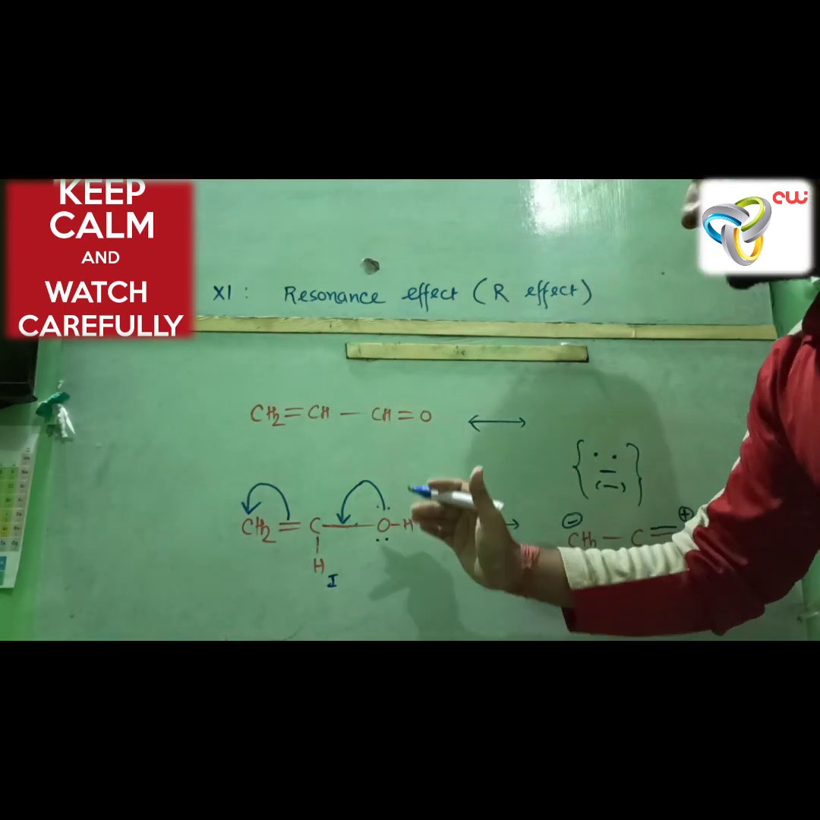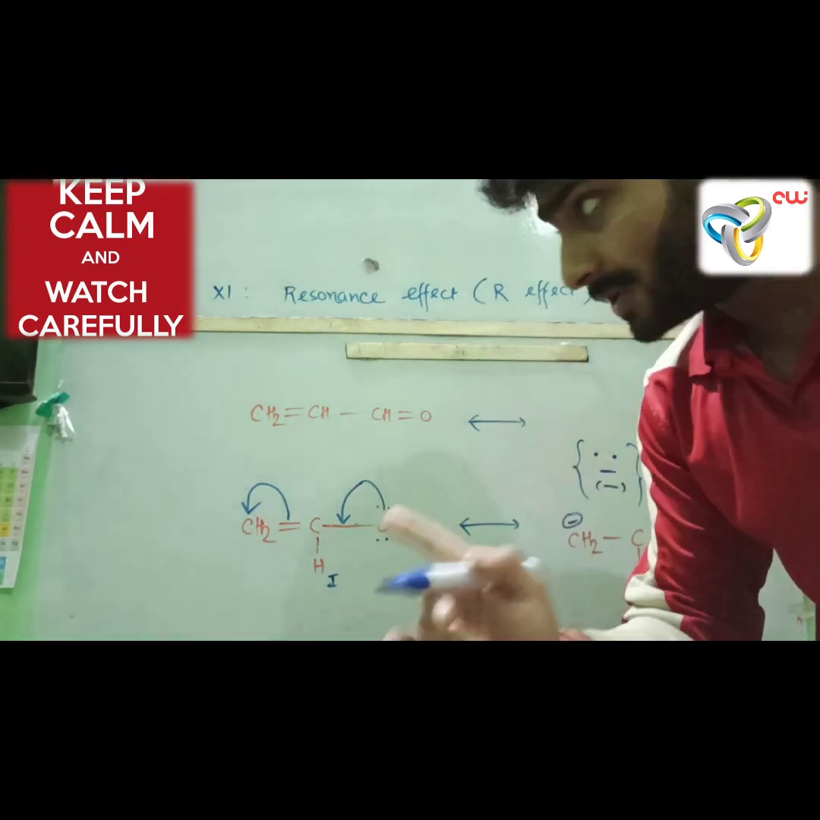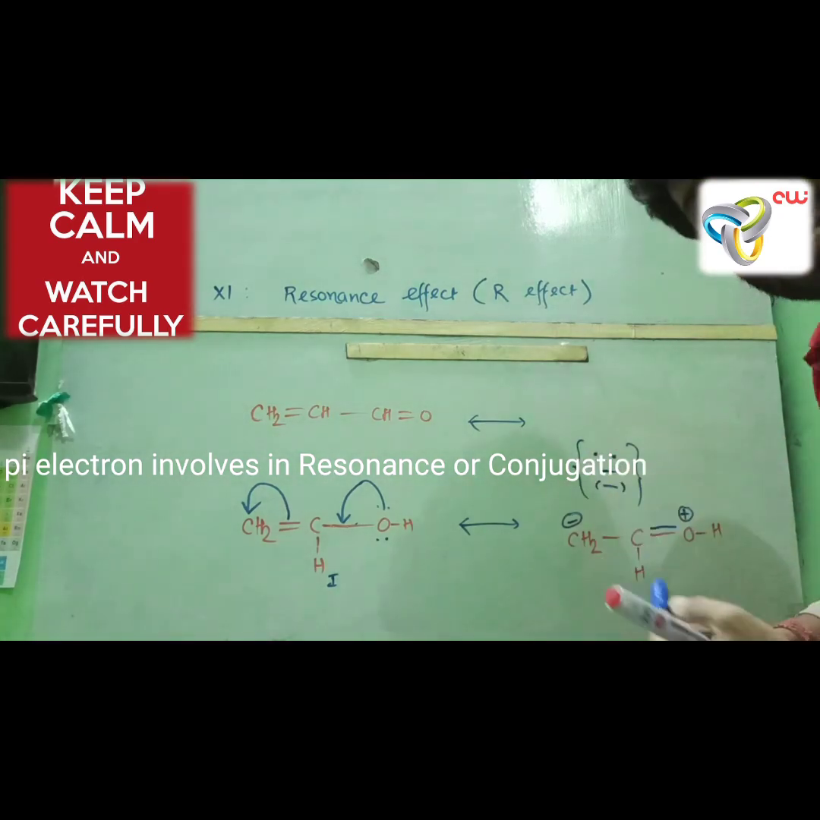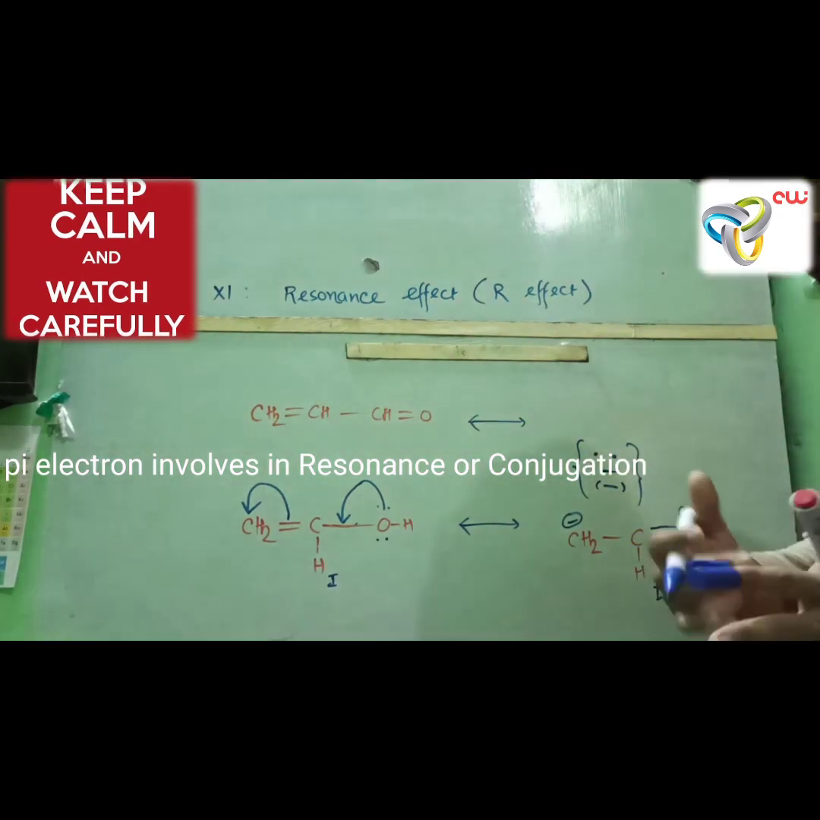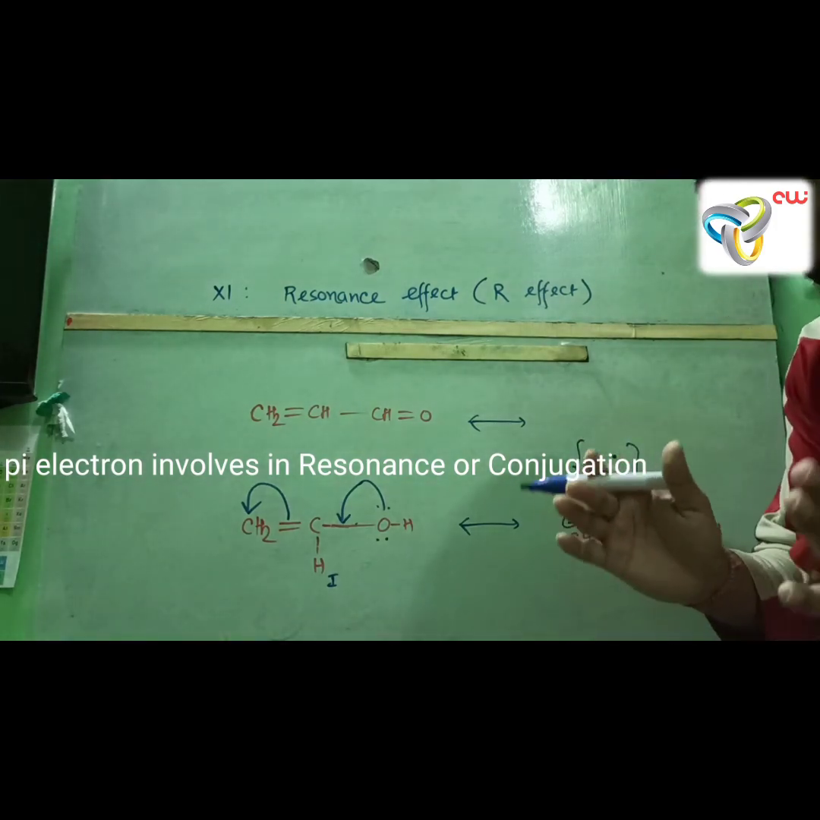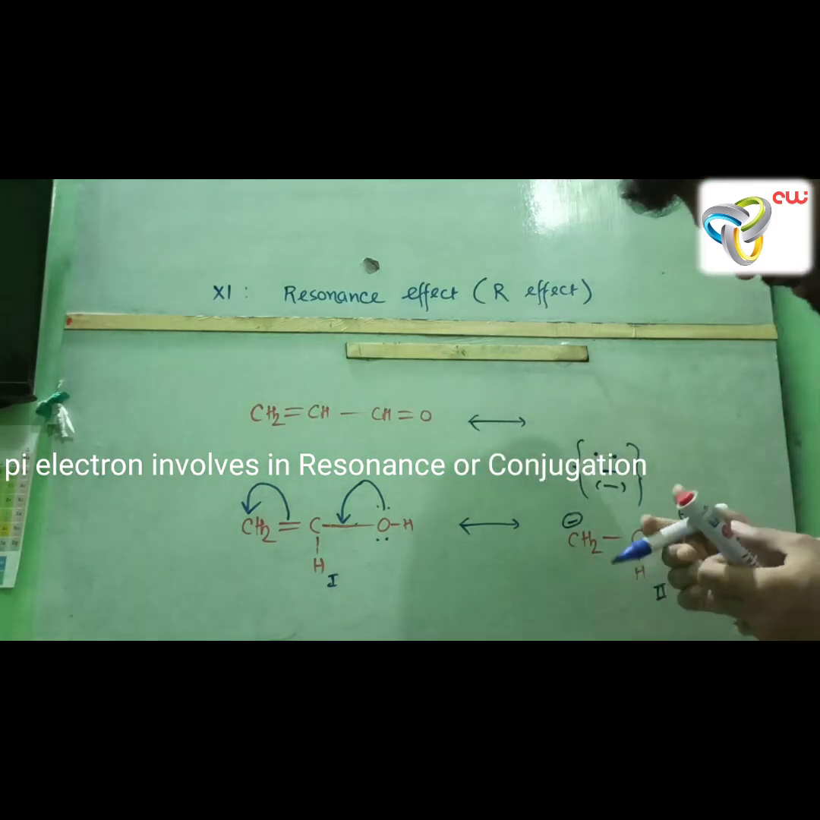And this is the displacement of electrons. Which type of electron? Pi electron. This is a question you must remember. If it is asked what electron is making this displacement or resonance, we have to say it is the pi electron, because it is very loosely bound, so it can easily go around.